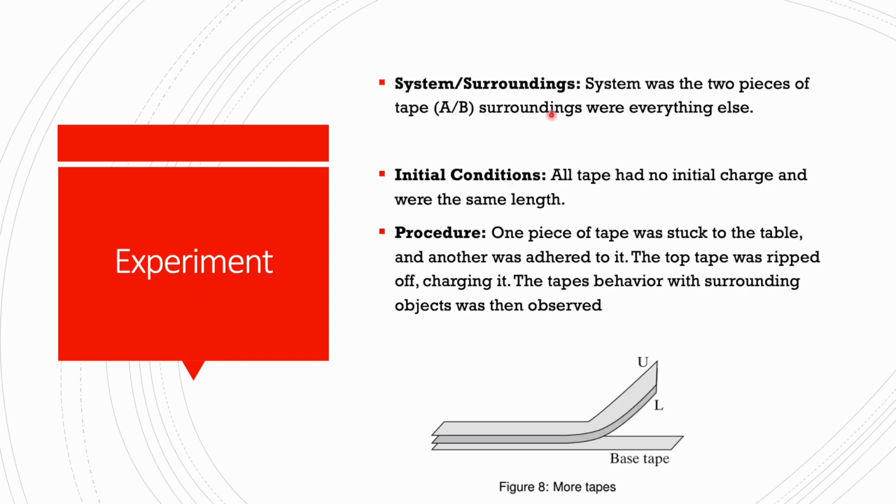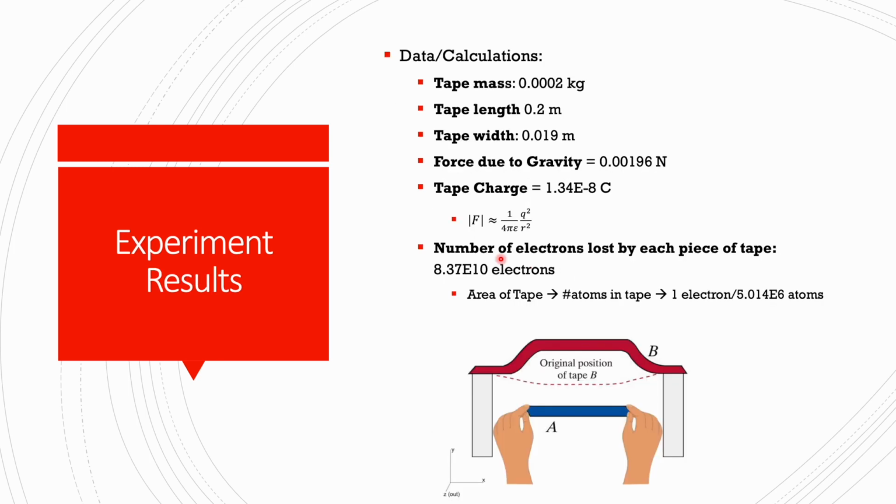For the actual experiment, we decided that the system was just going to be the two pieces of tape, and everything else was the surroundings. The initial conditions were that the tape had no charge and all the pieces were the same length. For our procedure, we stuck one piece of tape to the table and adhered a piece to the top of that. We then ripped the two pieces of tape apart, which gave the top piece of tape a charge. Then we used that charged piece of tape to do some experiments.